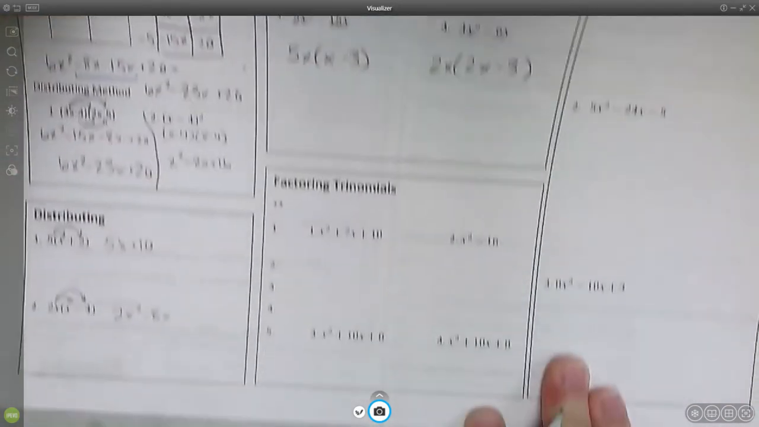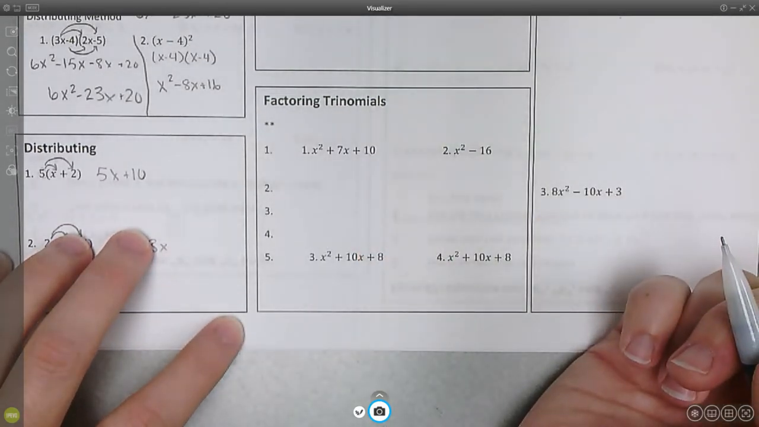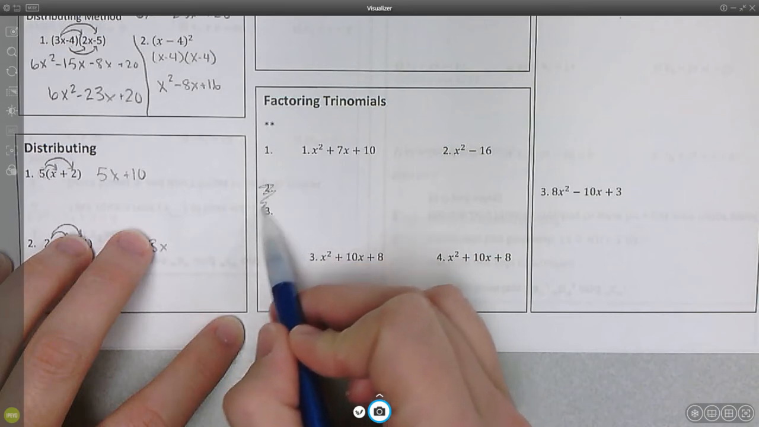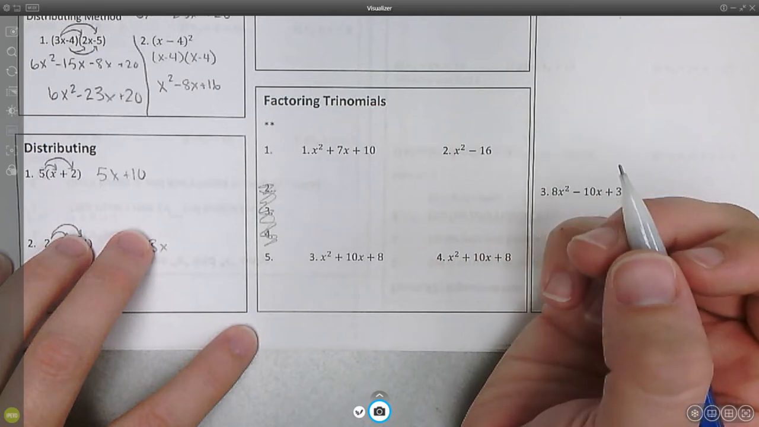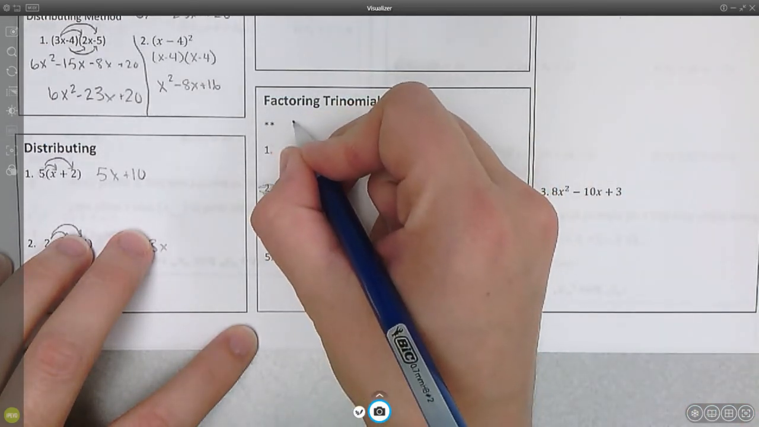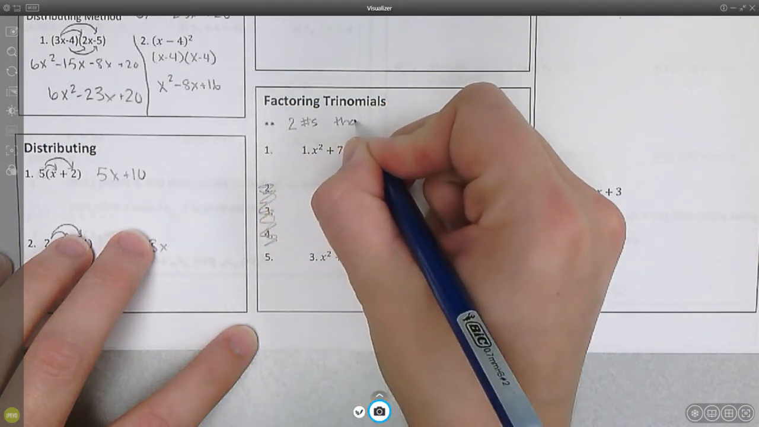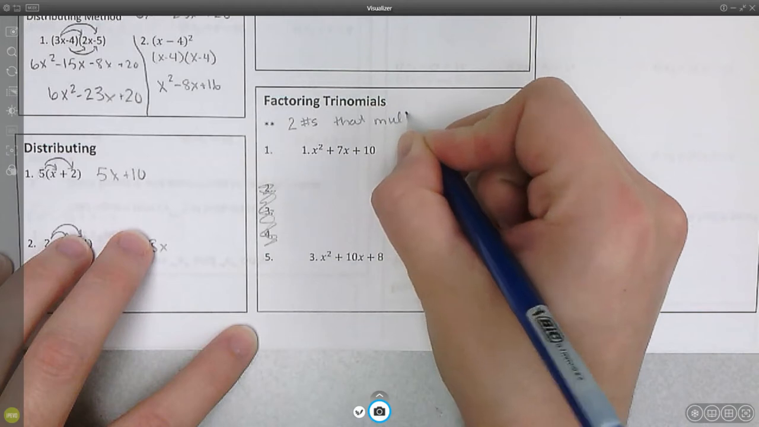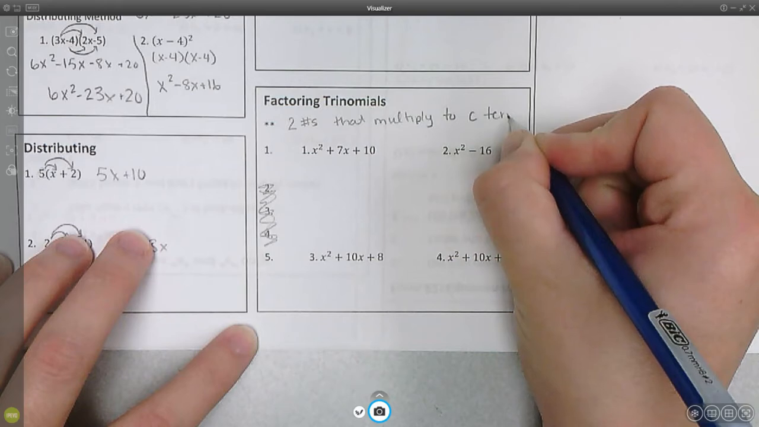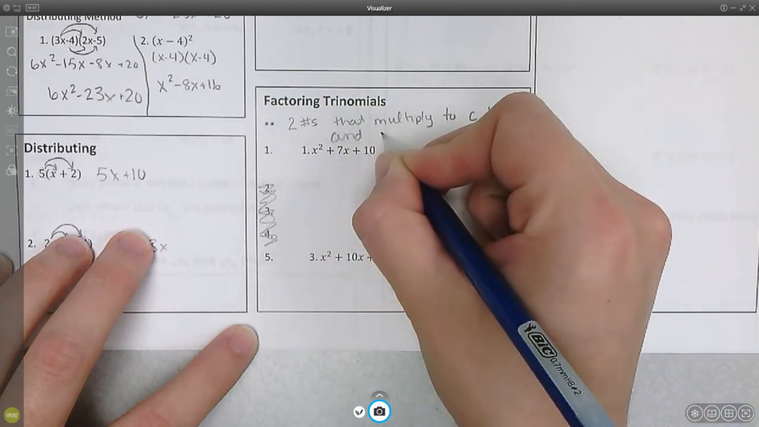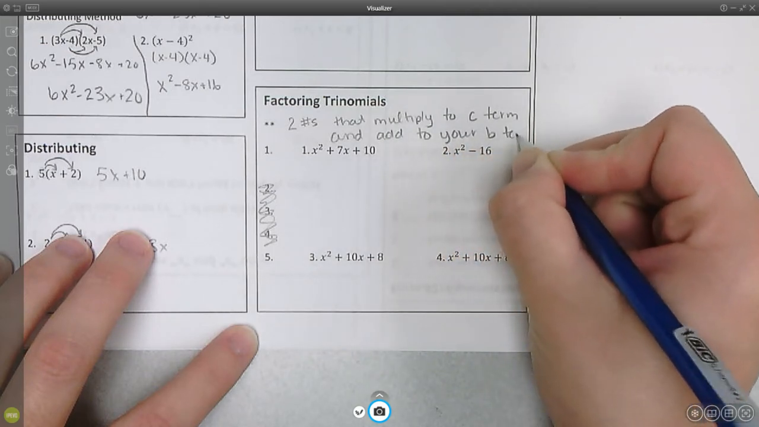Okay, let's go down here to factoring trinomials. So why are there all those extra numbers? I have no idea. Okay, so where these little stars are, let's just put a side note of you need two numbers that multiply to your C term and add to your B term.